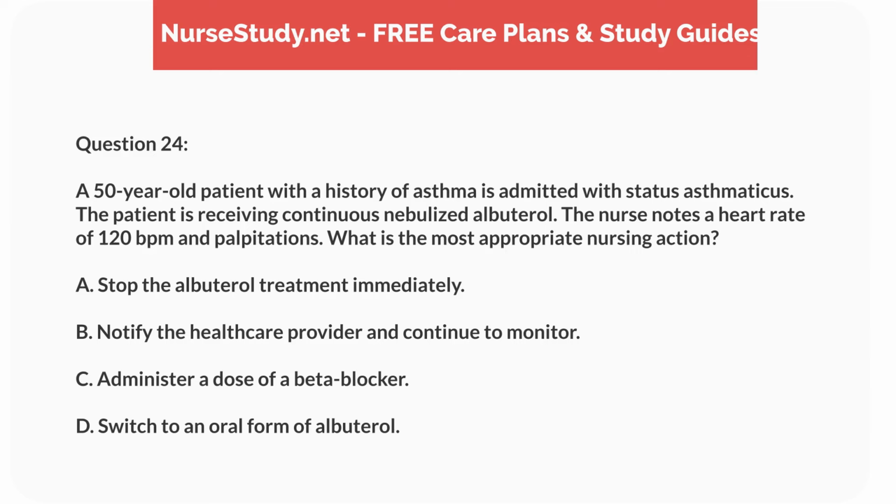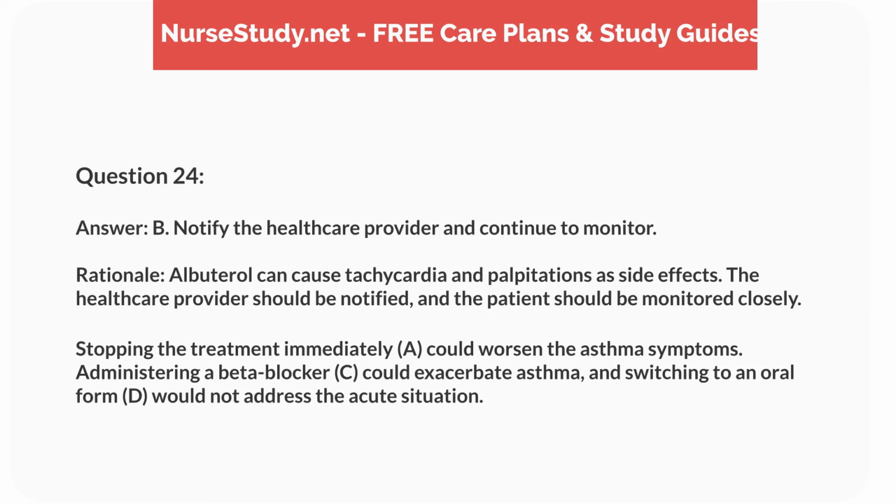Question 24. A 50-year-old patient with a history of asthma is admitted with status asthmaticus. The patient is receiving continuous, nebulized albuterol. The nurse notes a heart rate of 120 beats per minute and palpitations. What is the most appropriate nursing action? A. Stop the albuterol treatment immediately. B. Notify the healthcare provider and continue to monitor. C. Administer a dose of a beta blocker. D. Switch to an oral form of albuterol. Answer: B.